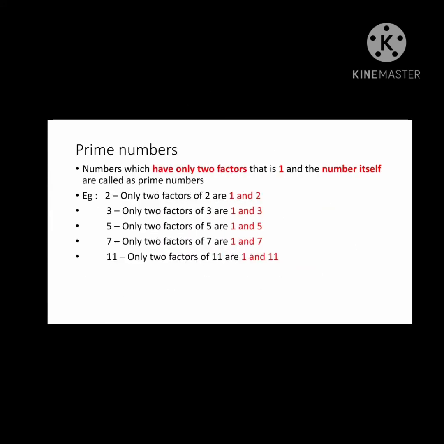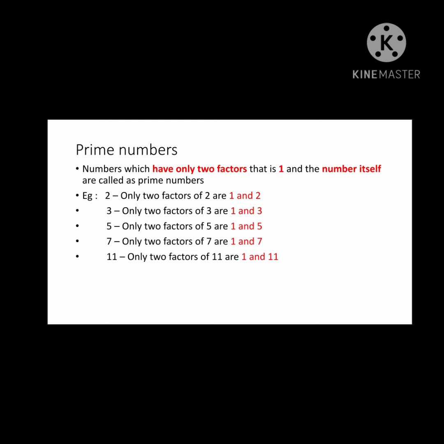What are prime numbers? Numbers which have only two factors, which are 1 and the number itself. They are called the prime numbers. What are the only two factors that a prime number has? They are 1 and the number itself. We have taken some examples. 2, it has only two factors. What are the only two factors of 2? They are 1 and 2. 1 and the number itself.